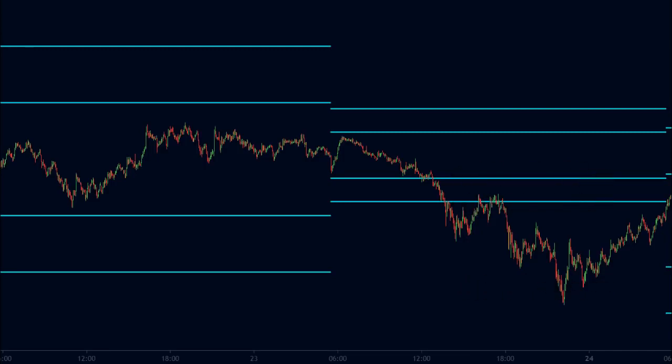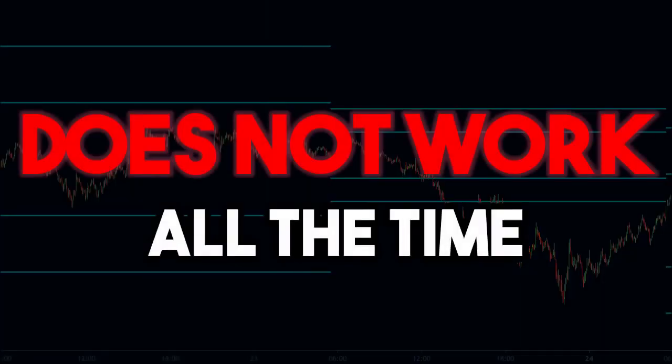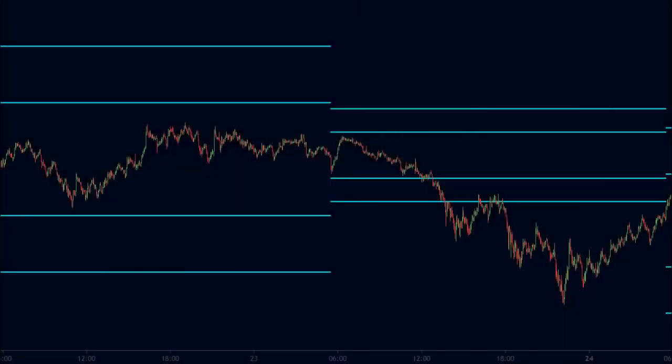On this trade, the price does not immediately achieve our target. Instead, it comes up and finds resistance at the S4. Then it reverses and achieves our target. This strategy does not work all the time. There will be losing trades with this strategy.